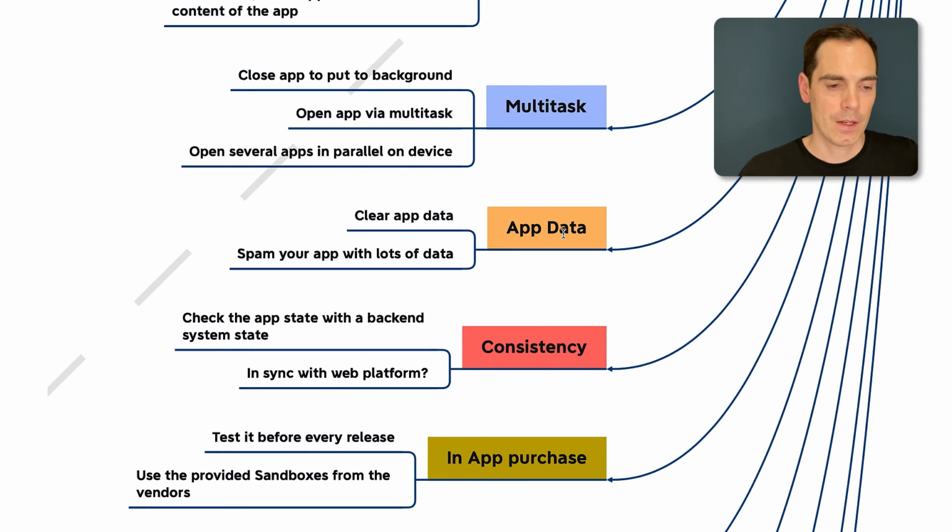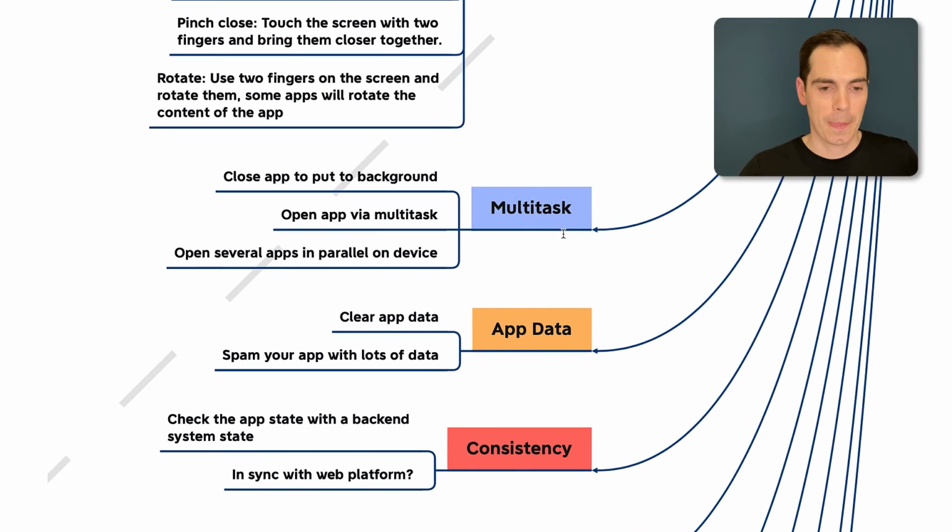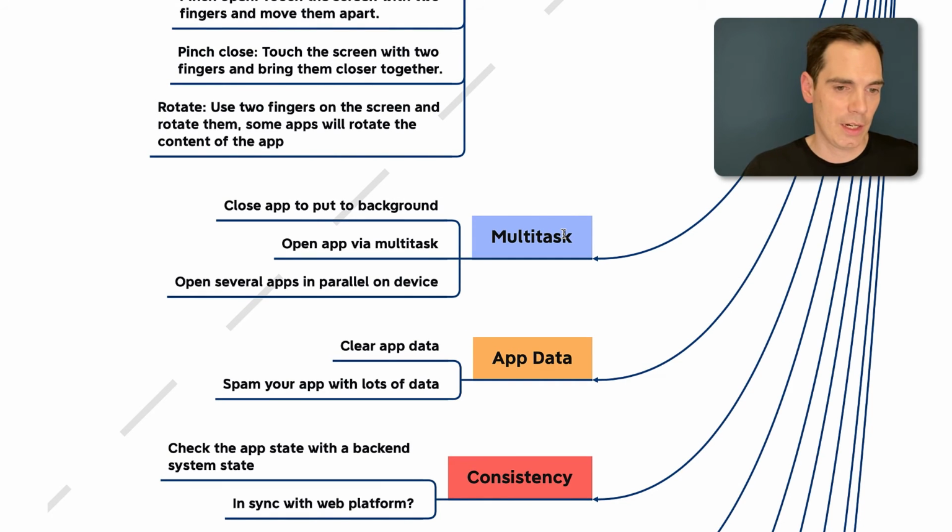App data. The app is using some app data, so you should clear the app data and see how the app handles the situation. You can also spam your app with lots of data, like enter a lot of inputs in your app, save many things and see how the app reacts. And especially if you clear caches or clear the app data, see what's going to happen, if it's crashing or if it's showing any error messages.